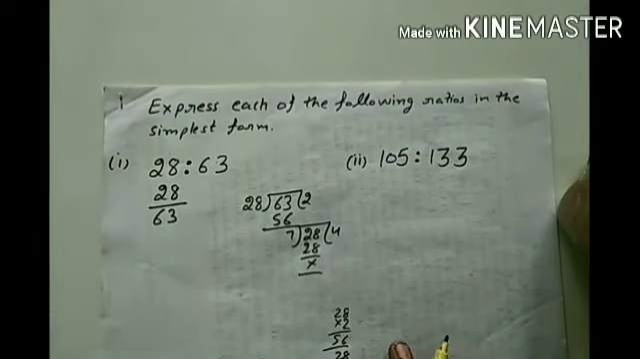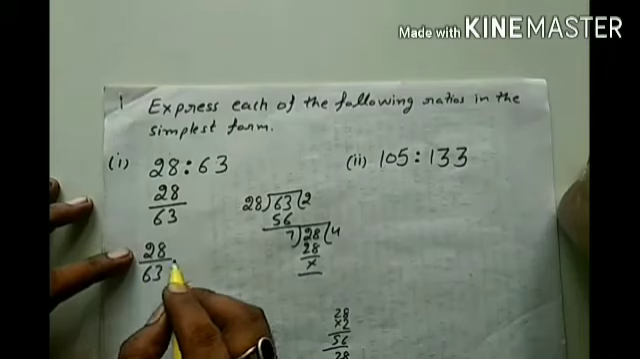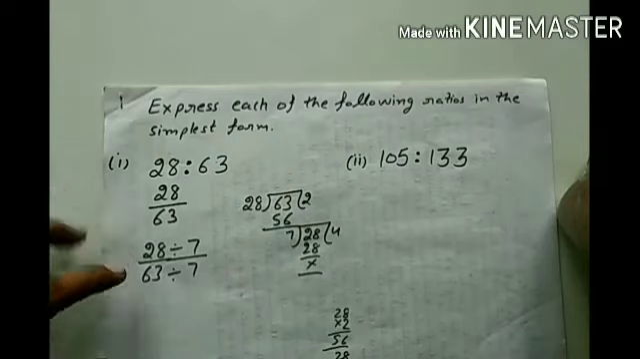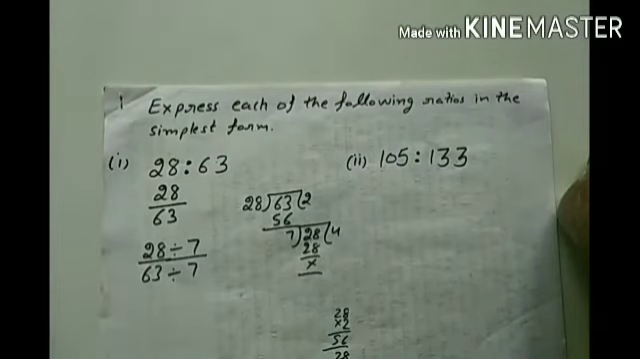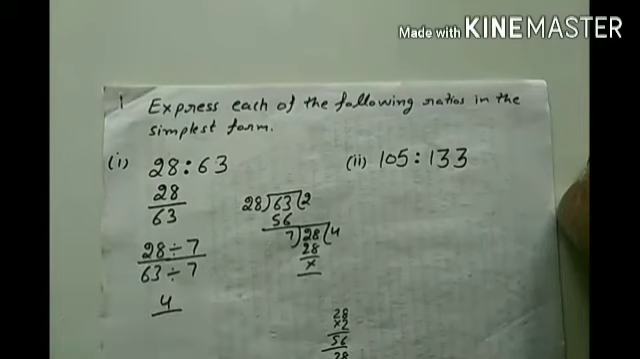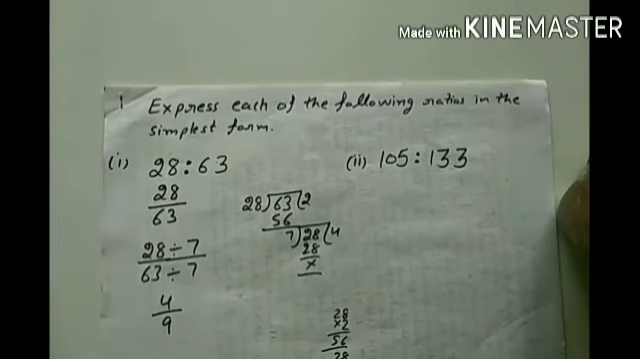Now in every question you have to find the HCF of the ratios. After finding the HCF, we will divide each term of the ratio by this HCF. Now, 28 divided by 7, what is the answer? The answer is 4. And 63 divided by 7, the answer is 9. So, this is the simplest form for the given ratio 28 ratio 63.